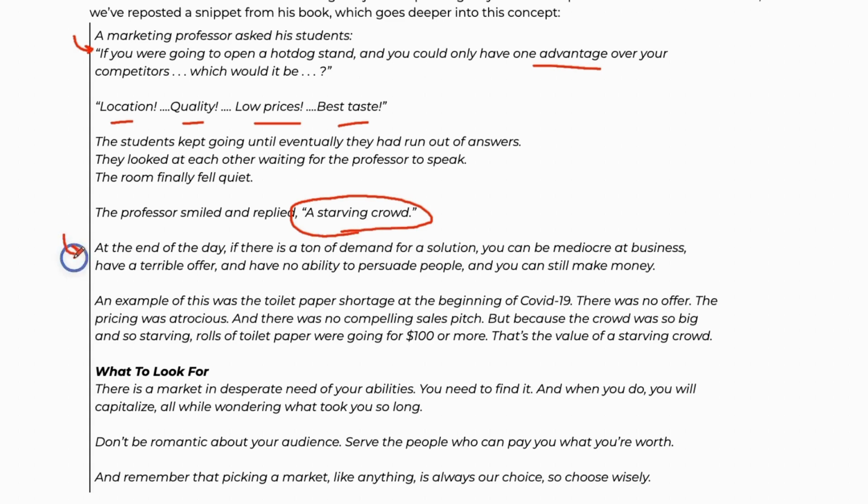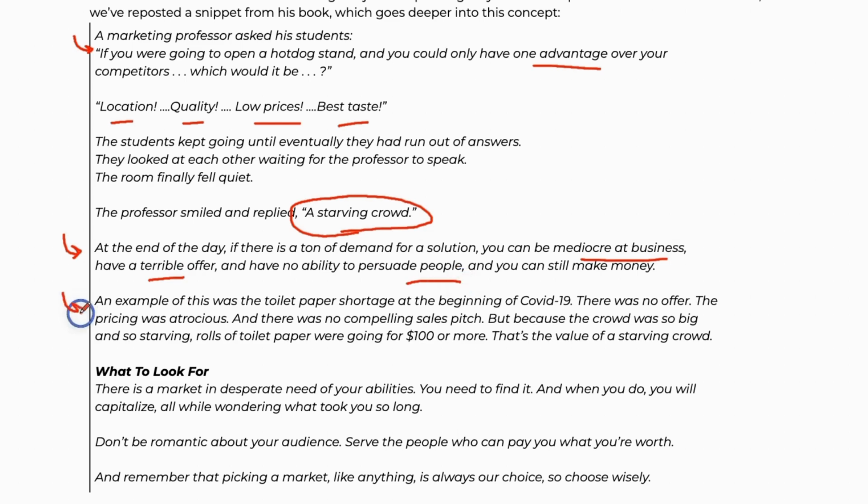And so at the end of the day, if there is a ton of demand for the solution, for the result that you deliver, you can be mediocre at business, you can have a terrible offer, you can have no ability to persuade people and still make a lot of money.